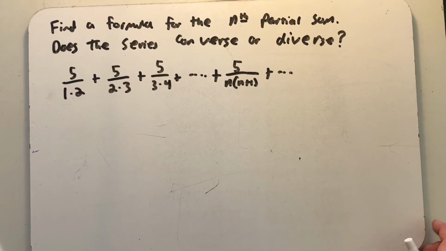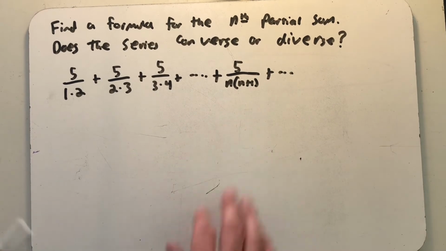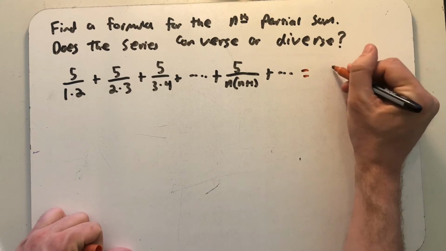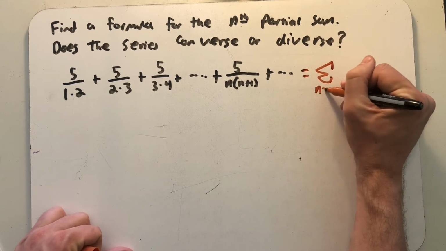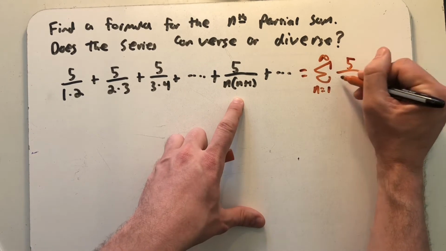Here we're given a series written out in its first so many terms and even an nth term formula. What we're asked is to find a formula for the nth partial sum, and then we're asked if the series diverges or converges. Well, we just as easily could think about this as the sum from 1 to infinity of this nth term formula.